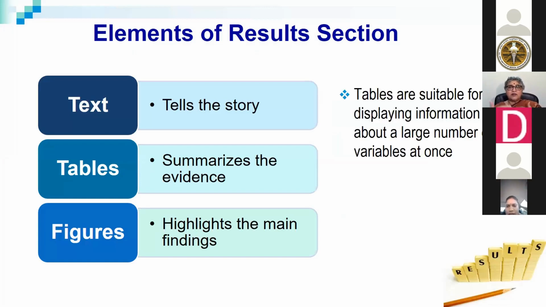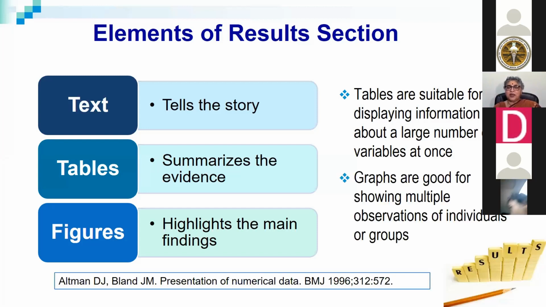Now, tables are generally suitable for displaying information about a large number of variables at once. If you give baseline characteristics, you will give age, weight, height, BMI, everything. So a large amount of data can be given at once in one table.